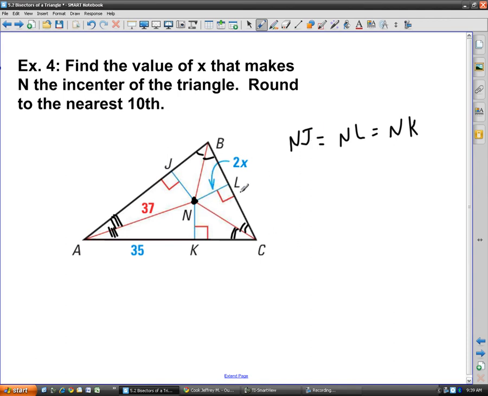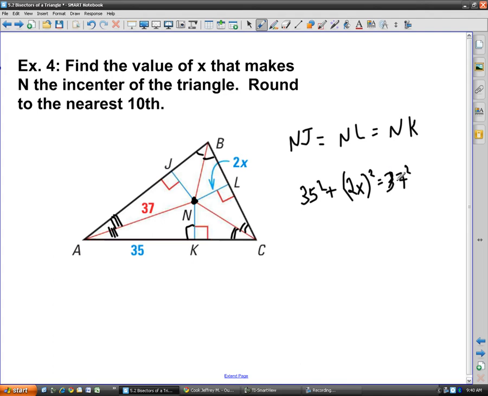So now, if I know that all of them are the same, NL matches NK, then I can go ahead and do my Pythagorean theorem, because I have a right triangle, which means 35 squared plus 2x squared will equal 37 squared. Whoa, that was a bad 3. Sorry about that, guys. And that's even worse. So let me try again here.